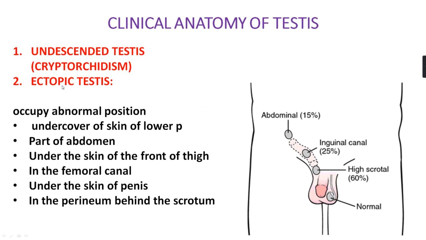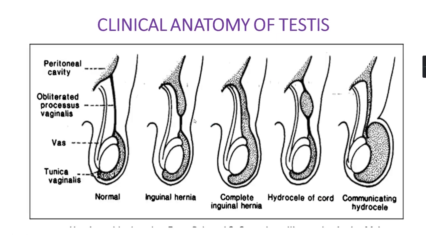Okay. Now the ectopic testes. What do you mean by ectopic testes? See the name, ectopic. Ectopic means it's not in the normal position, right? So it occupies an abnormal position. Which are the abnormal positions? They are under the skin of the lower part of the abdomen, under the skin of the front of the thigh, in the femoral canal, under the skin of the penis, or in the perineum behind the scrotum. See, these are the sites where the ectopic testes will be.